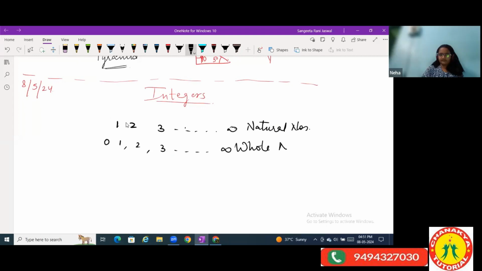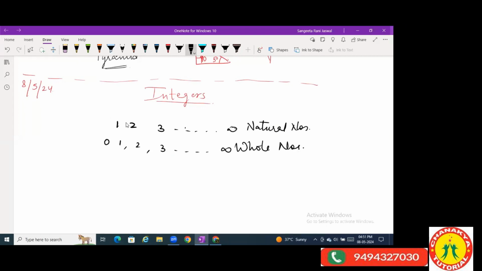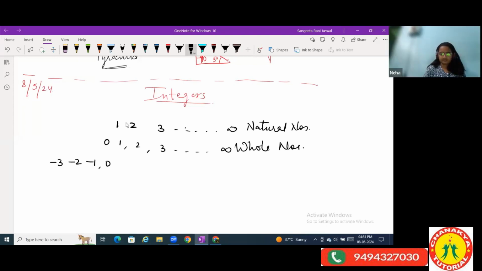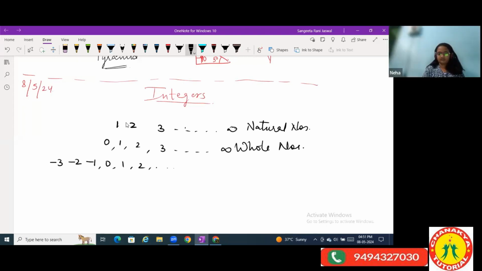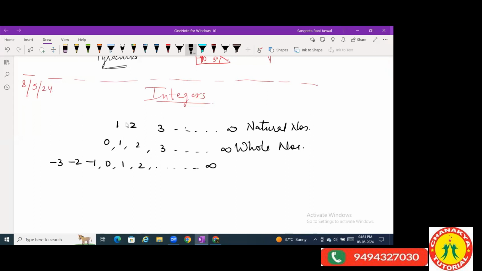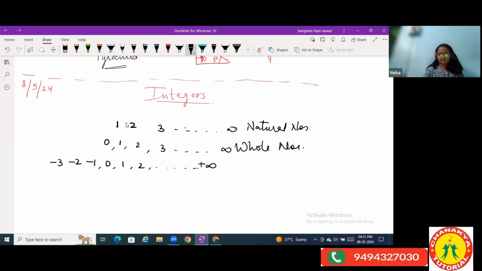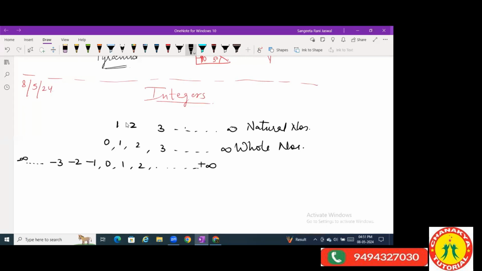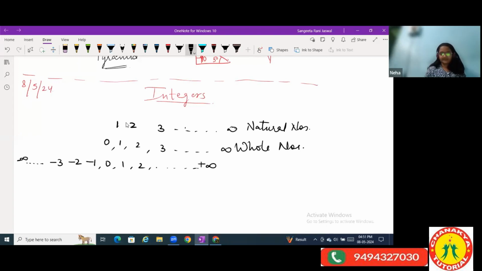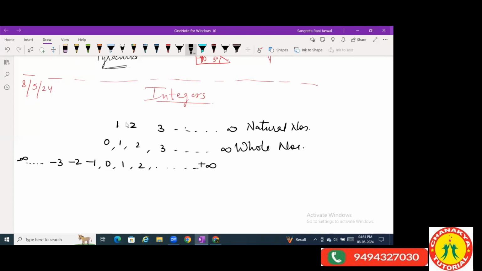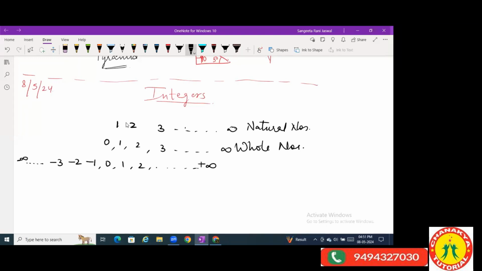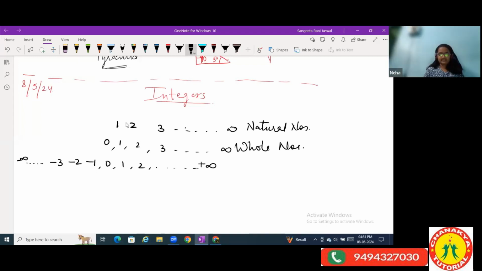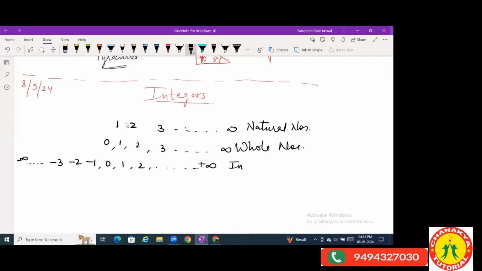Now, when we add some negative numbers to this set of numbers, from 0, then we call them integers. To this side it goes till positive infinity, and this side it goes till negative infinity, right? So we have 0 at the center. On the right side of 0, we have all positive numbers, and towards the left side of 0, we have all negative numbers. So this is called a set of integers.